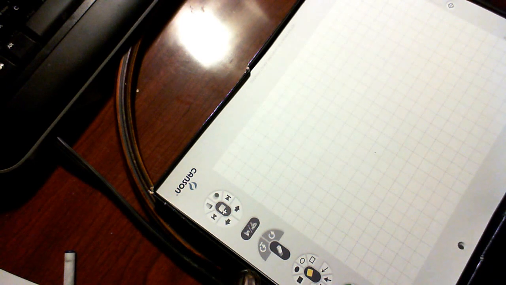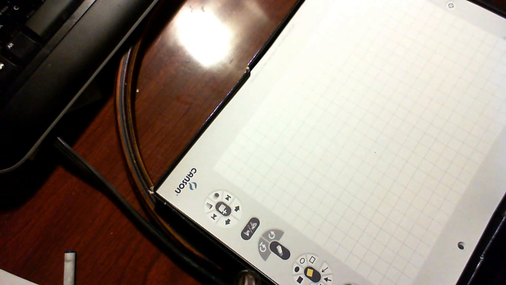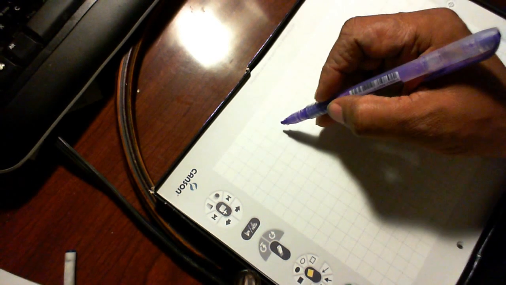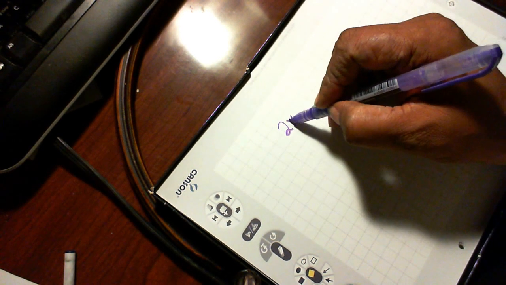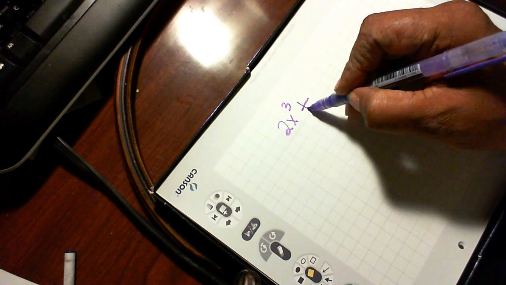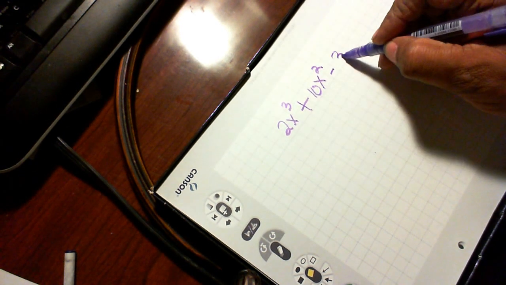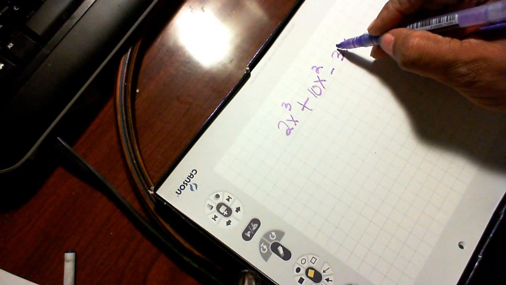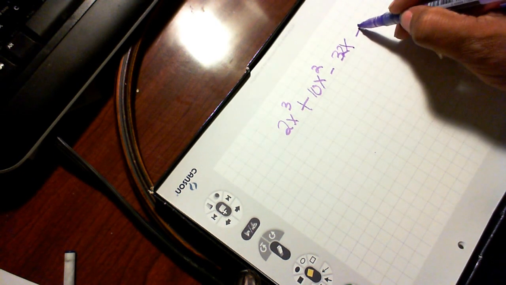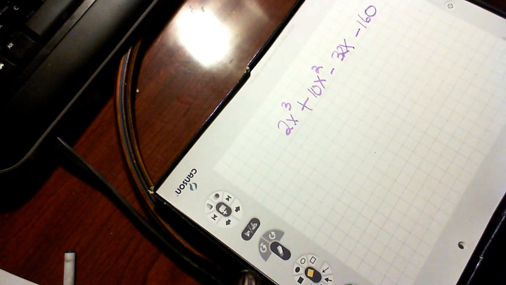Okay, we'll continue here. We have another one. Let's see, I may have time to do another one. I'll just explain it. I won't do this. So we have 2x cubed plus 10x squared minus 3x, 32x minus 160. Now you need to factor this completely.